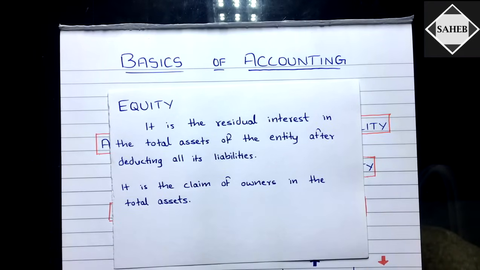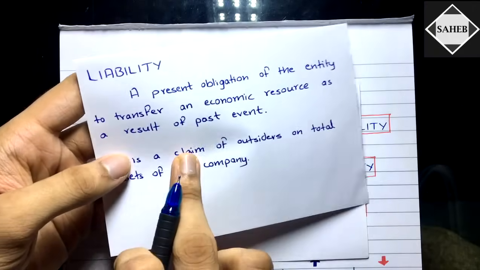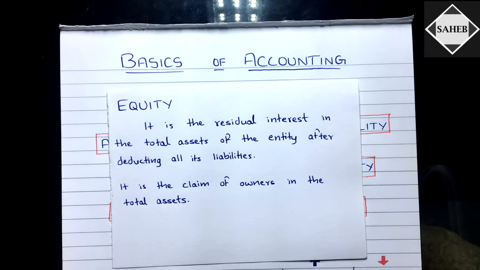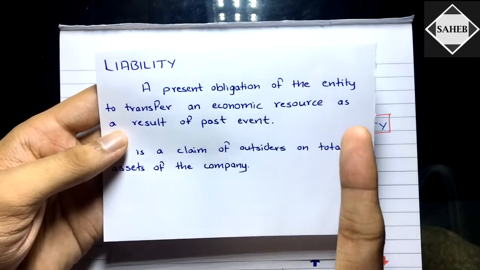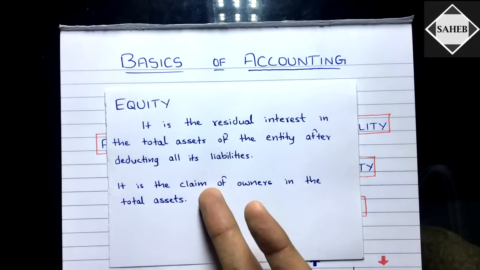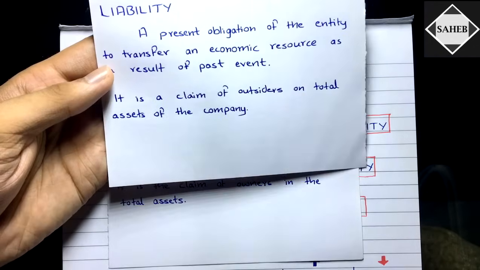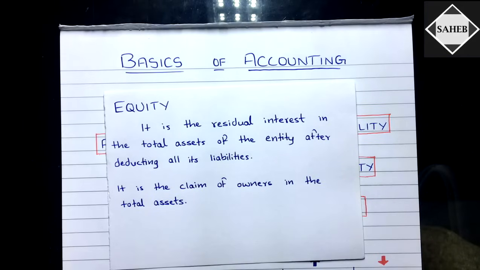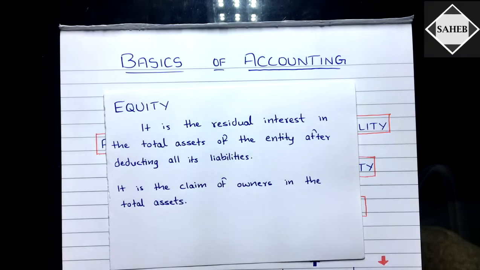So whenever there is a liquidation or the company is wound up, first payment will be made to the liability holders and then to the owners. So the liability holders will have the first claim, and the owners will have the second claim, on the total assets of the company. So this is what equity share capital, or just capital, is. It is simply the claim of owners in the total assets.